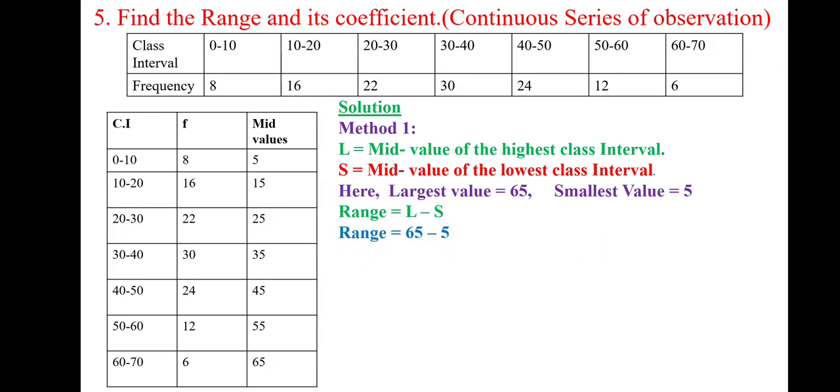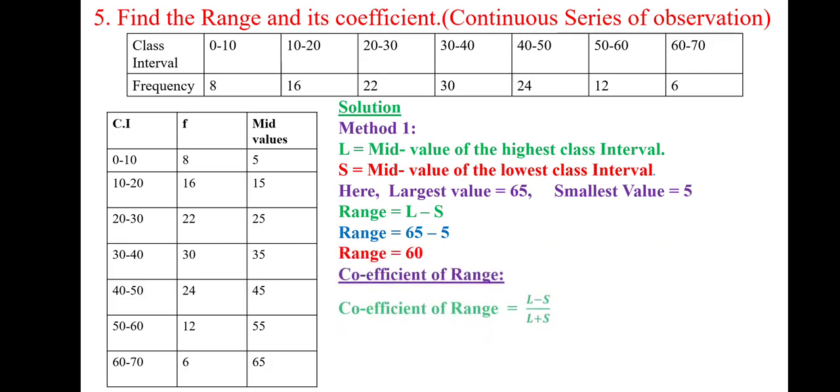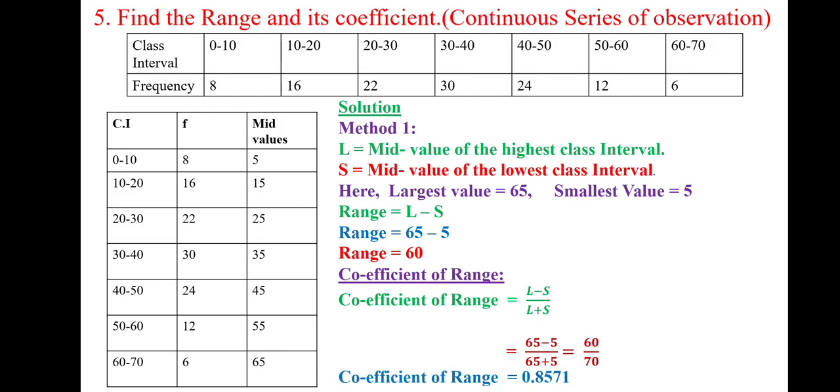You substitute 65 minus 5, so 60. The coefficient of range is L minus S divided by L plus S. So substitute 65 minus 5 divided by 65 plus 5. So 60 divided by 70. Simplifying 60 divided by 70, we get 0.8571. So this is the way we find range and coefficient of range of a continuous series of observation.